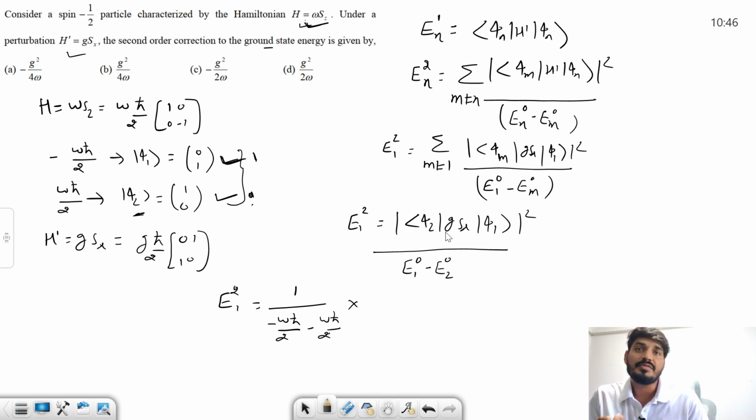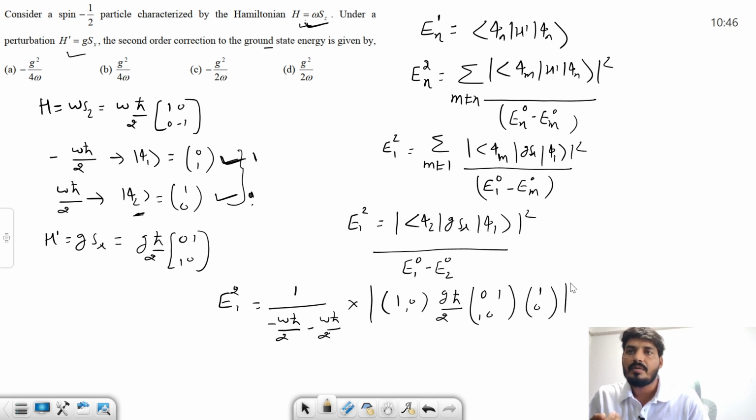Is this phi 2? Phi 2 is 1 0, so I can write it like this, 1 0, and then g h cut by 2, 0 1 1 0, and then 1 0 mod square. So this is nothing but g square h cut square by 2 into omega h cut, sorry, this is 4, not 2, this is 4, with minus sign.